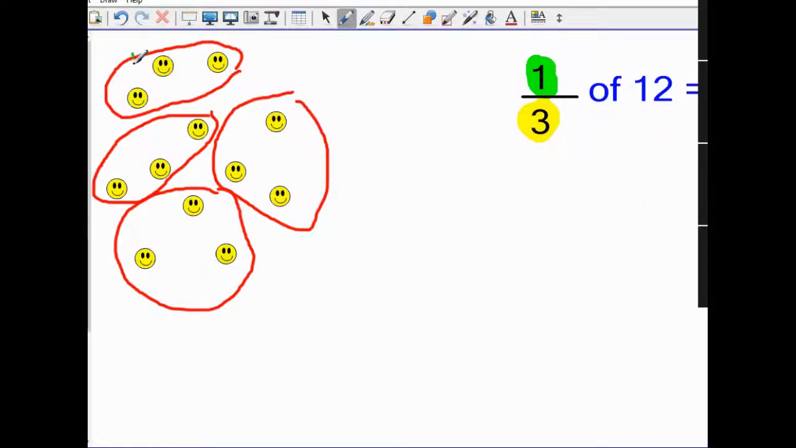Okay. So I will check 1 from this group of 3. 1 out of every 3. Now the third step is counting the checked happy faces. So I checked 1, 2, 3, 4. So 1/3 of 12 is 4.